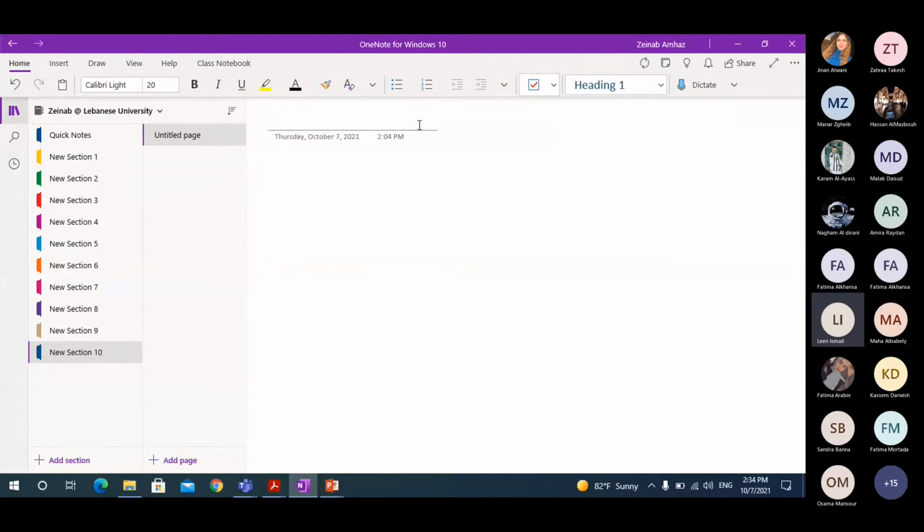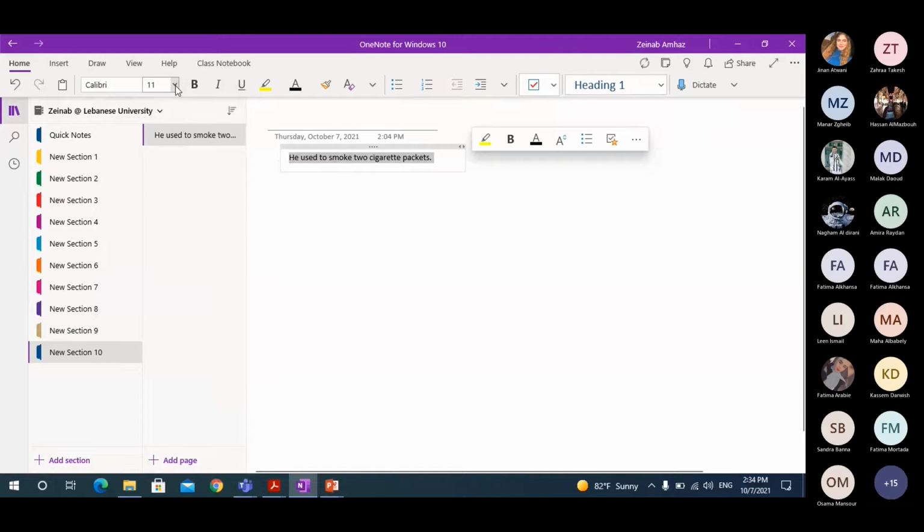Used to. Okay, used to. Past habitual. Used to is like any verb. For example, he used to smoke 2, let's say, packets or 2 cigarette packets. This means that this habit was in the past and doesn't have any relation with the present. Okay? This action is no more done in the present.